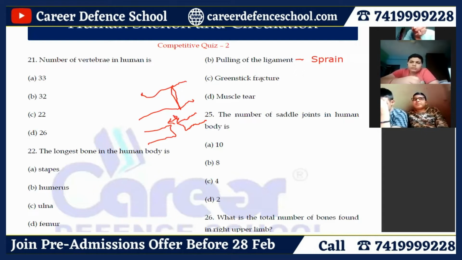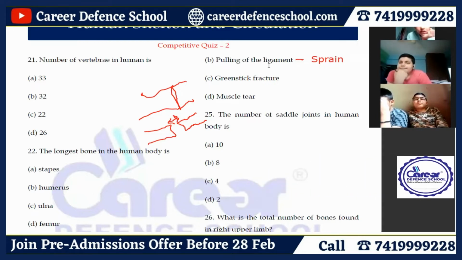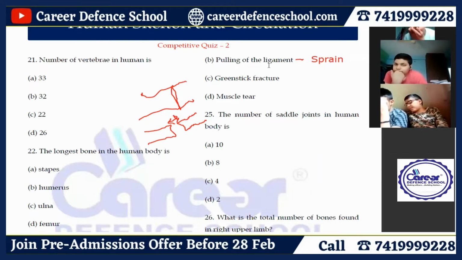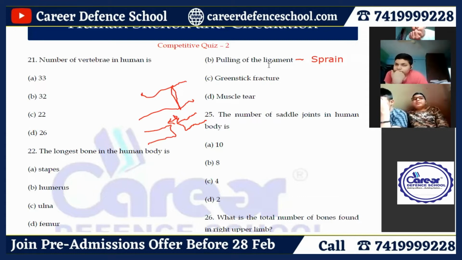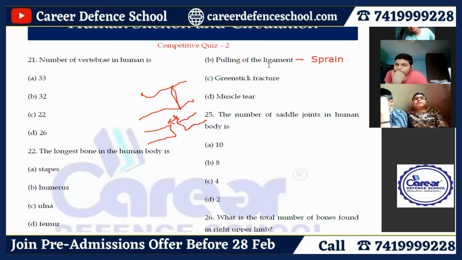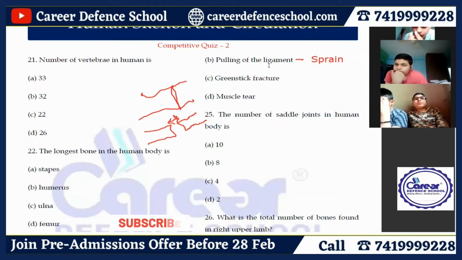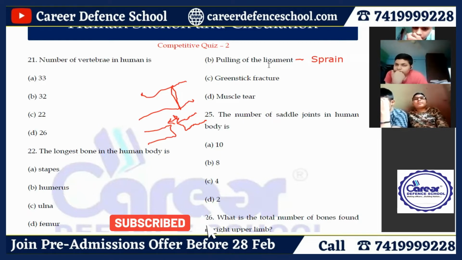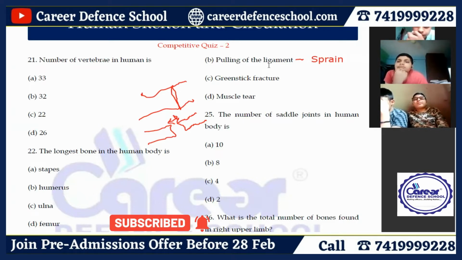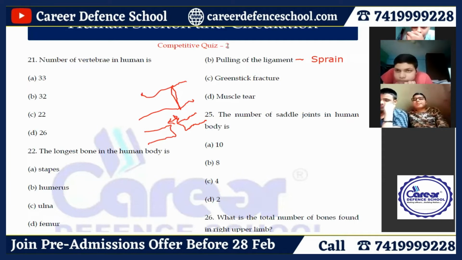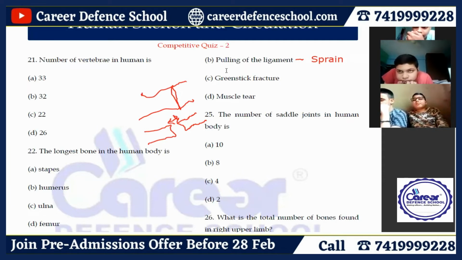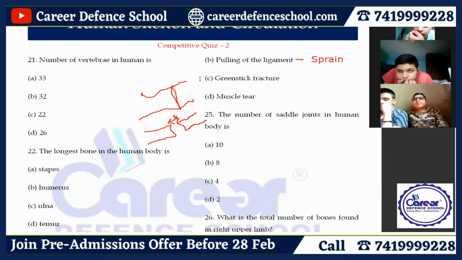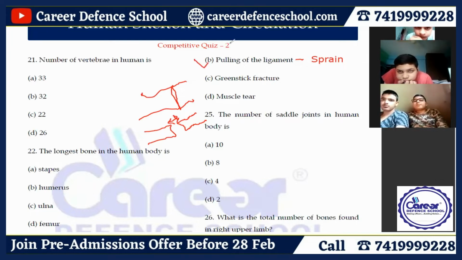And what is a green stick fracture here? Green stick means, like in plants, when we detach the leaves from the stem, in the same way when our bone is detached from our part or the bone is broken, that is called green stick fracture. Okay. So its answer is pulling of a ligament. Its answer is B.